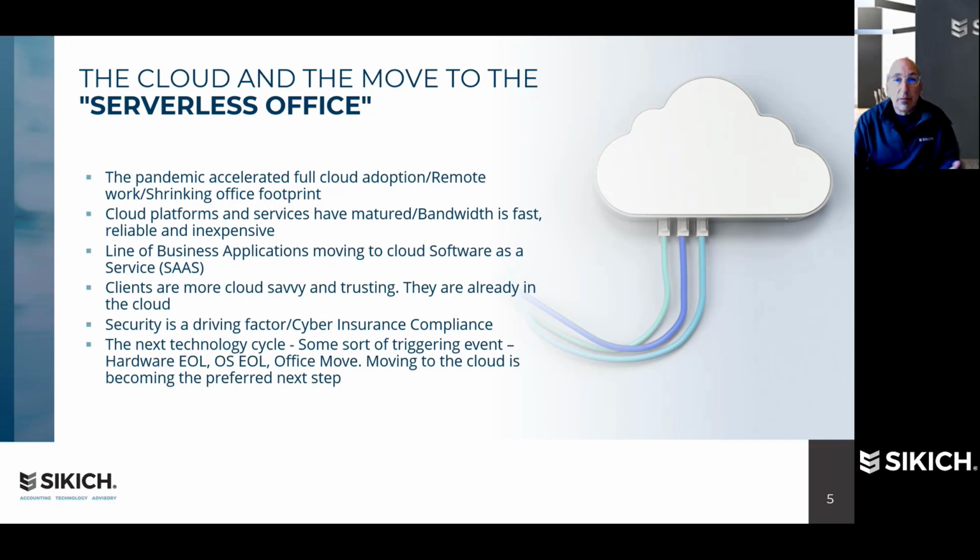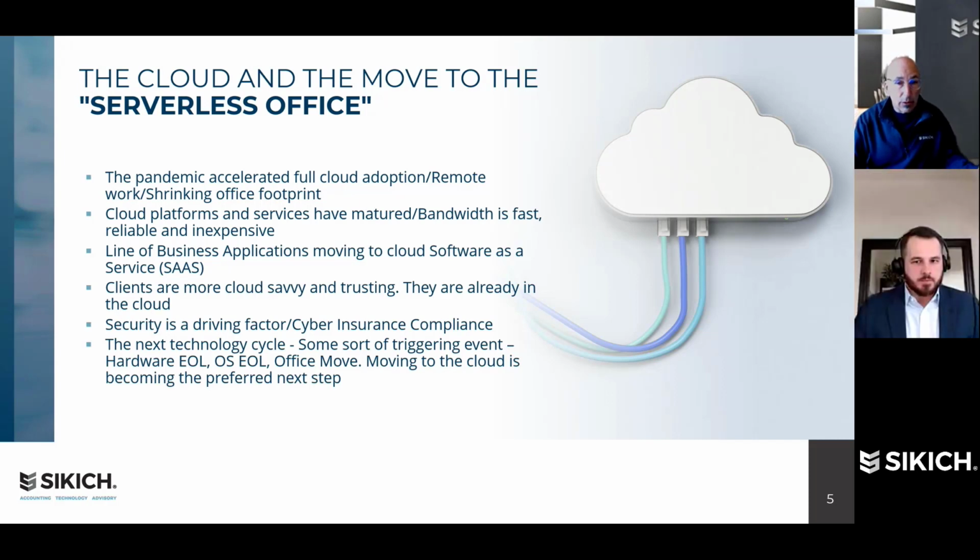In addition, clients have become more experienced over the last few years and trusting of the cloud in general, and their users have become more accustomed and comfortable using cloud applications. So as we're building out these roadmaps and discussing it with clients and looking towards the future, clients are far less apprehensive than they were just a few years ago.